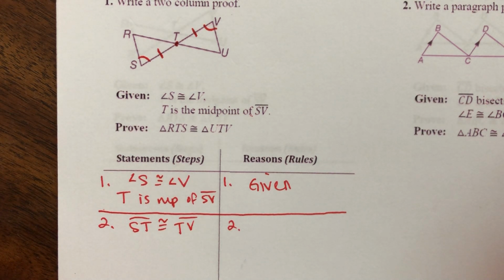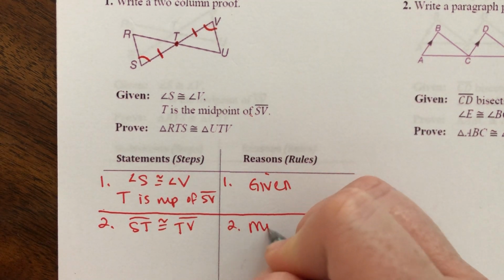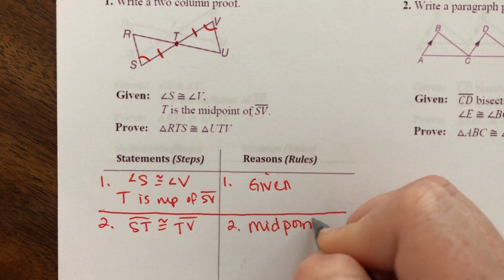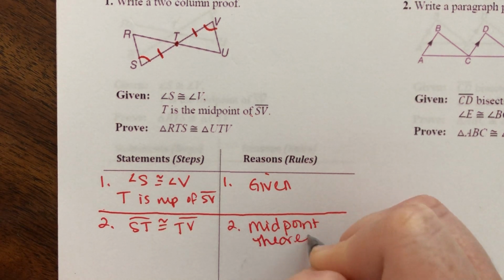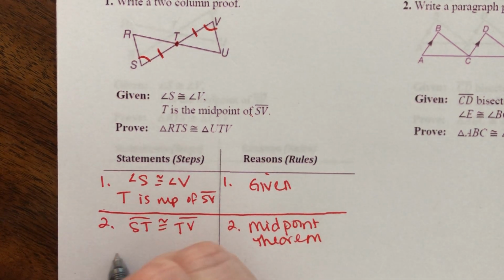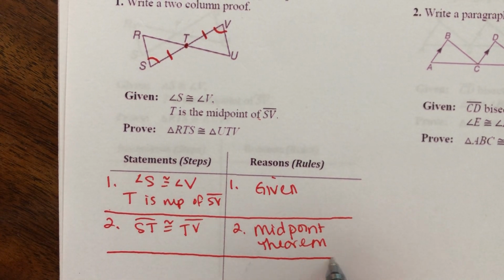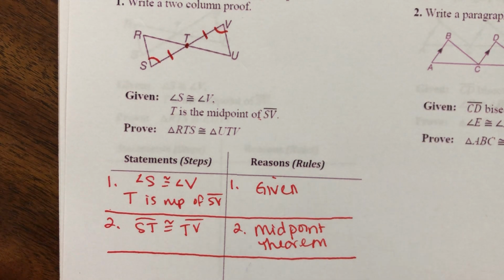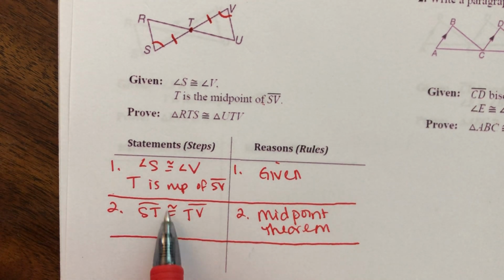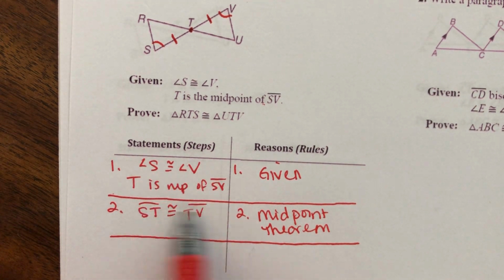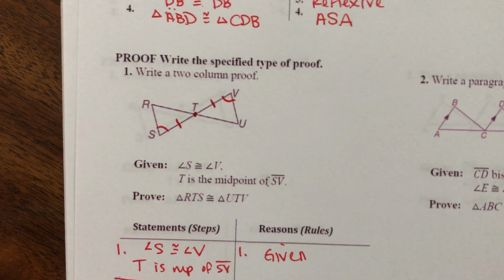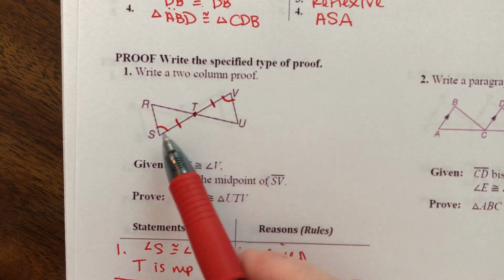And why is that? The midpoint theorem, right? Or definition of midpoint. Midpoint theorem says that when you have a midpoint on a line segment, it splits that line segment up into 2 congruent half segments, right? Okay, so now we've said 2 different things are congruent. We've got an angle and a side. And up here, we can see we've got an angle and a side.